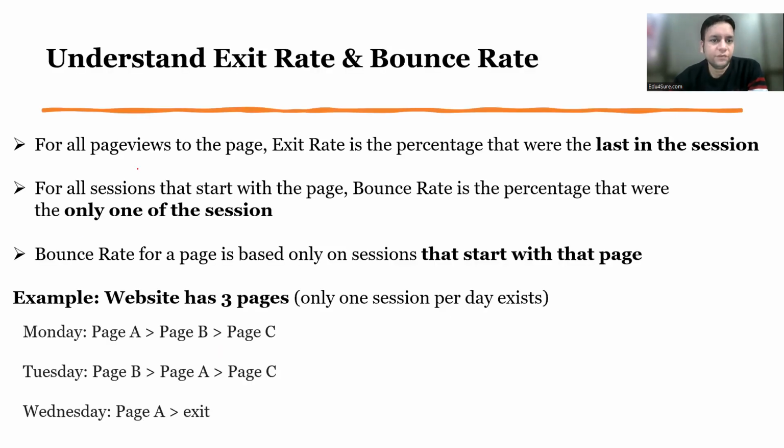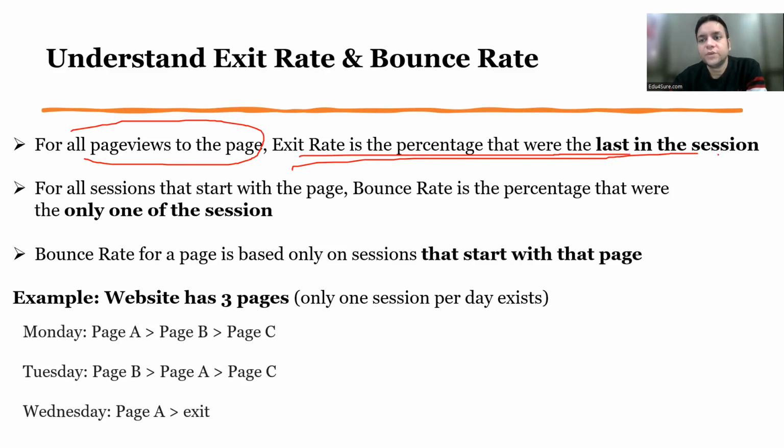For all page views, suppose you have a website and somebody is viewing the pages of your website. For all page views to the page, exit rate is the percentage that were the last in the session. You are supposed to remember that exit rate is the percentage that were last in the sessions, meaning people who were leaving at the last of the sessions. I will explain it through an example as well.